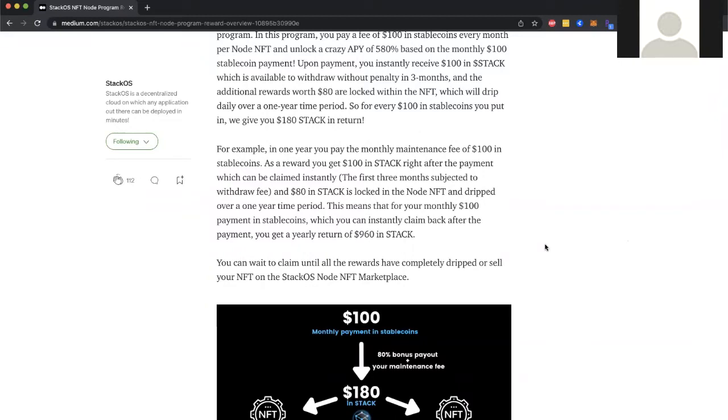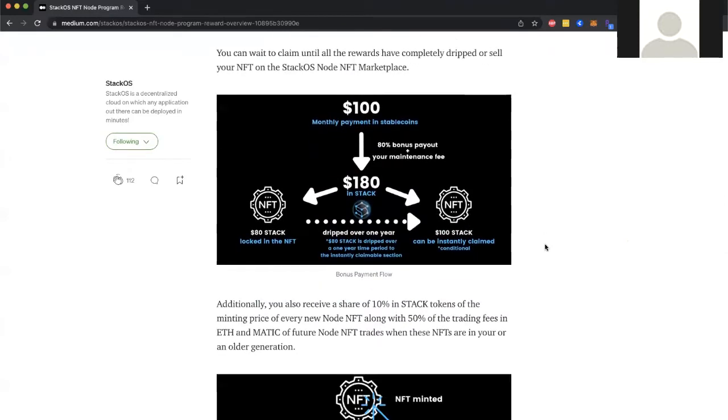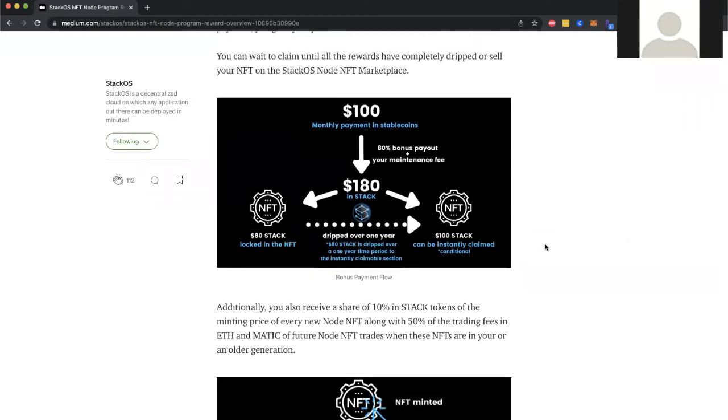So that's a program which is very, very different from any other node program or any other ecosystem projects across the crypto space. Now, when you look at the differentiation over here also, right? When people are participating in the high yield or high APY program, they also receive 10% of the rewards, right?